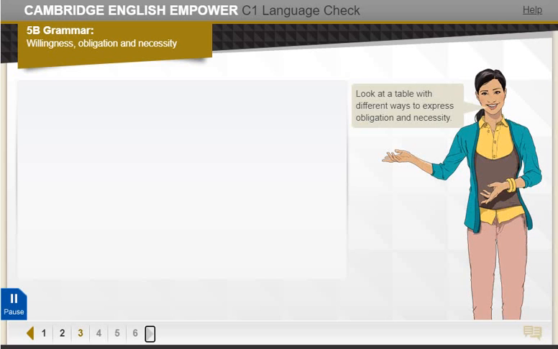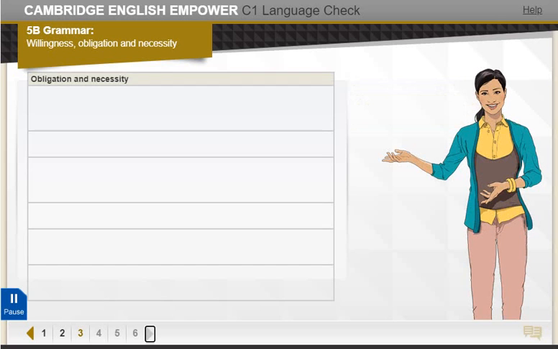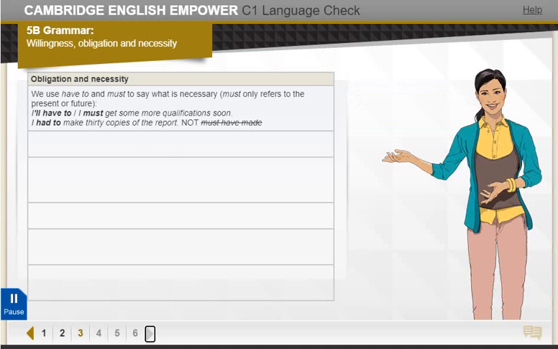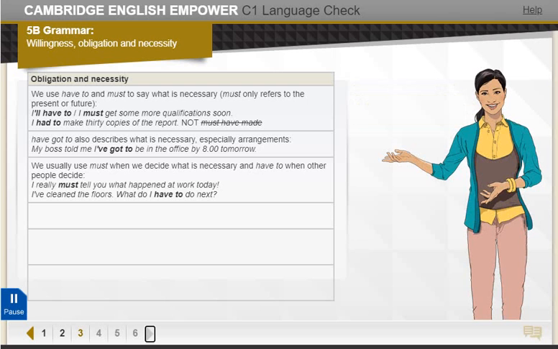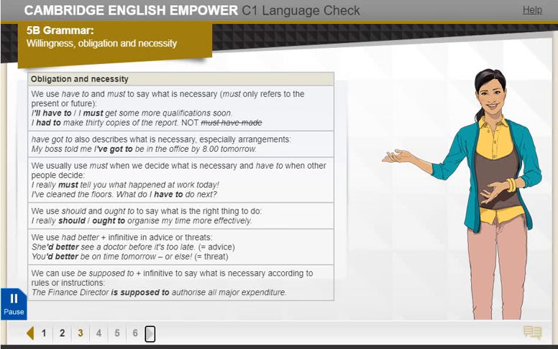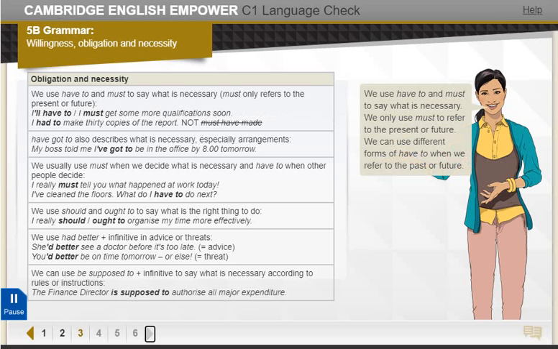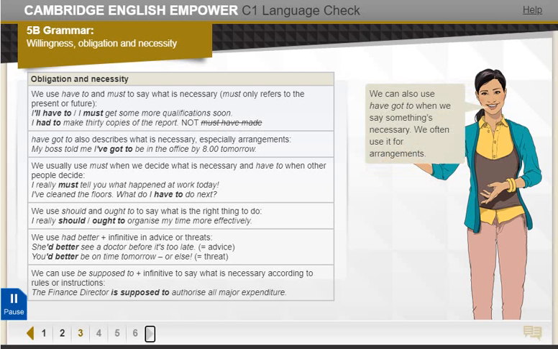Look at a table with different ways to express obligation and necessity. We use have to and must to say what is necessary. We only use must to refer to the present or future. We can use different forms of have to when we refer to the past or future. We can also use have got to when we say something's necessary. We often use it for arrangements.